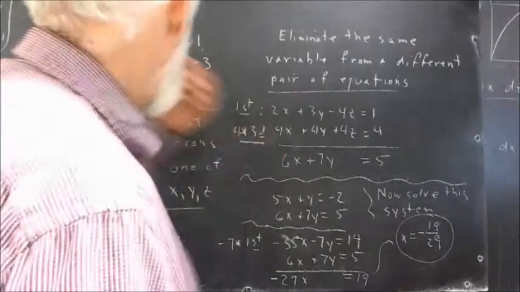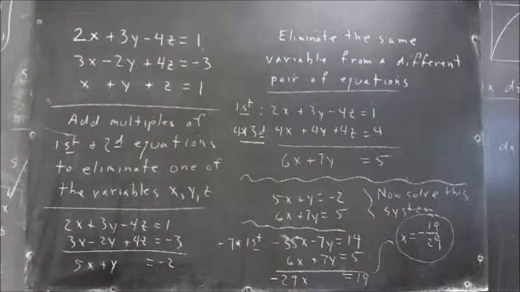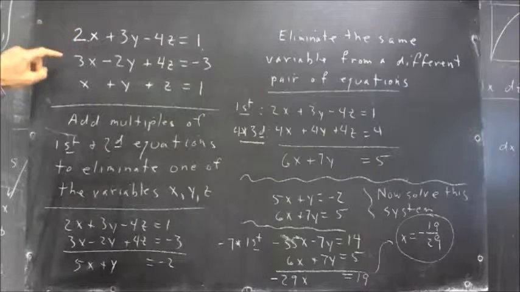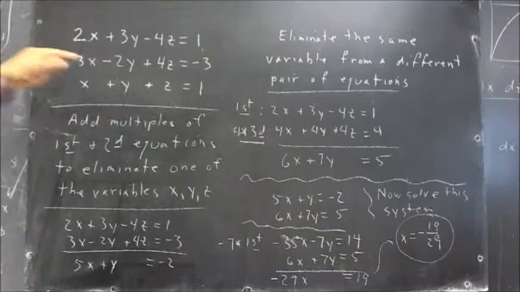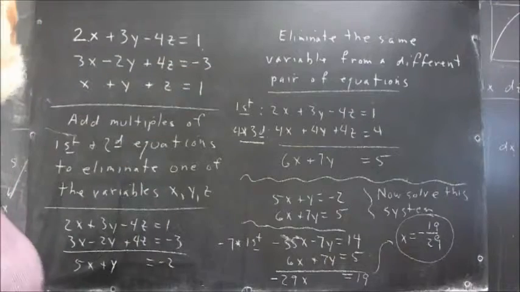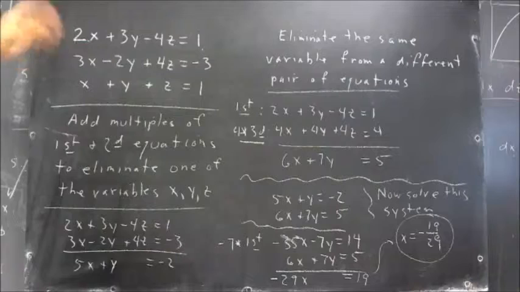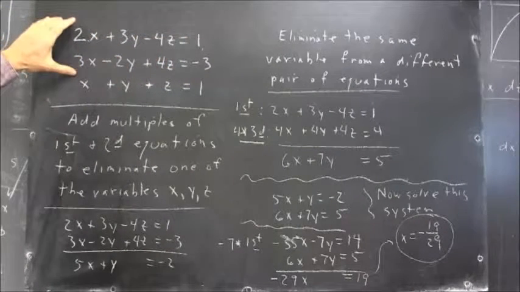Now, I said just add multiples to eliminate one of the variables. We could have eliminated x. If we just multiply the first equation by -3, we get a negative 6x. Multiply the second by 2, we get 6x. And of course, we'd have to multiply everything else here by -3 and everything else here by 2 in order to maintain the validity of our calculations, in order to not affect the solutions. But that would work. We'd get rid of x.